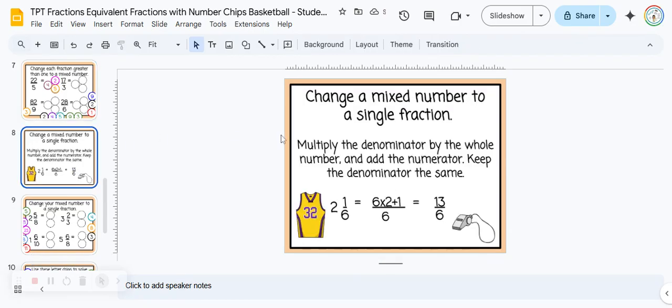Then they're shown how to change a mixed number back to a single fraction. So here they have 2 and 1/6. They're going to take the denominator, multiply times the whole number, add the numerator. And then that denominator is going to stay the same. They're going to do that on the next slide.